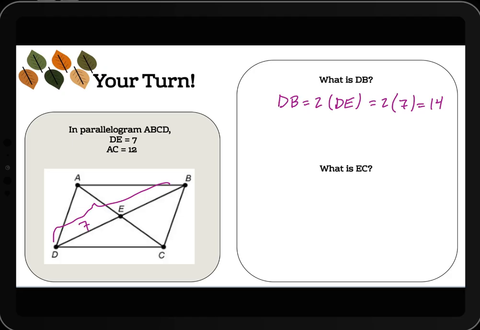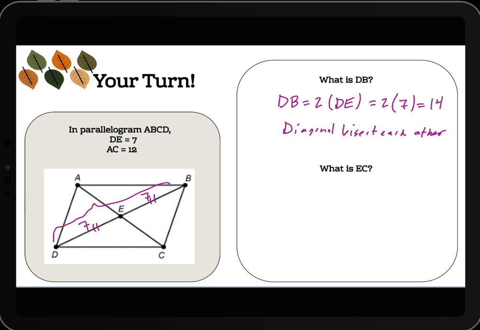Why is that? Well, because diagonals bisect each other, right? The reason why this works the way that it does is diagonals bisect each other. So because they bisect each other, we know that that's a half of that diagonal. So the other half has to also be 7, which is why the full length is 14.